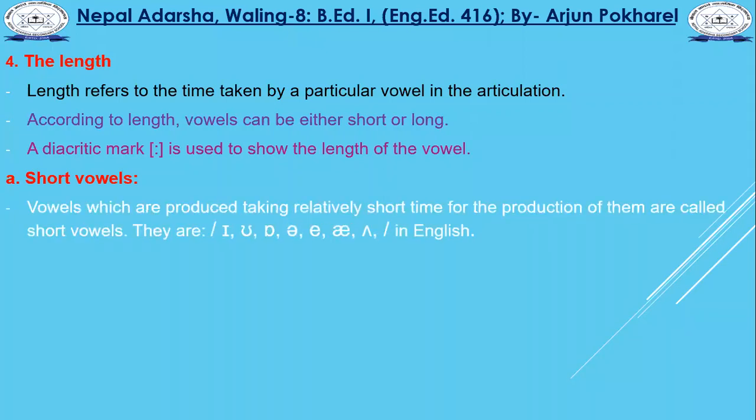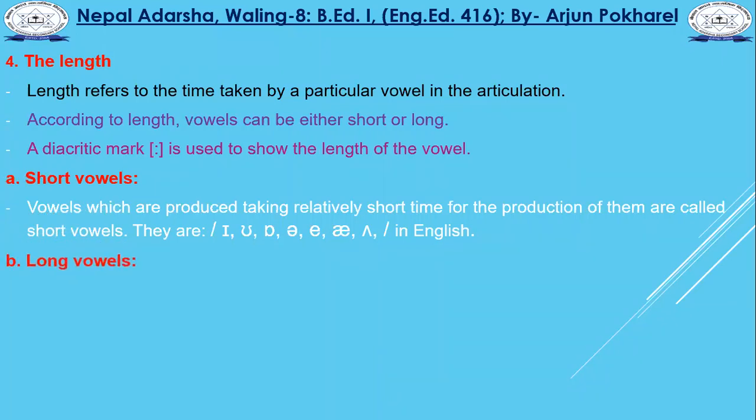Vowels which are produced taking a relatively short time are known as short vowels. They are the vowels without the diacritic mark, the colon. These are the seven different short vowels in English.